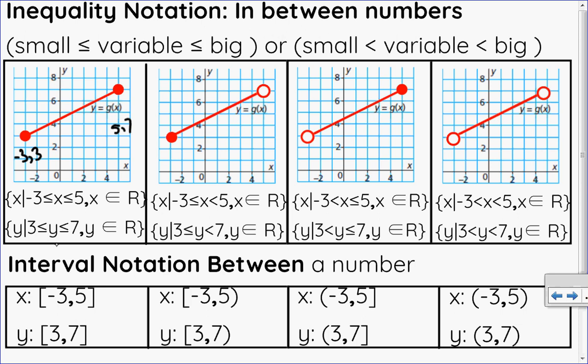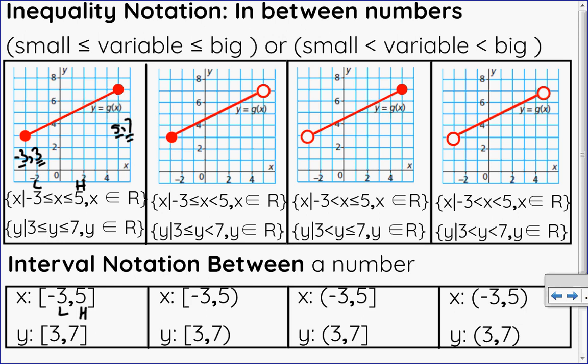So notice that my variables are in between the two numbers, the low number and the high number. So x is in between -3 and 5. Because the dots are closed, it's equal to. For your y values, 3 and 7, y is literally in between 3 and 7, equal to because they're closed brackets. The interval notation is low number, high number, closed brackets for each because they're colored in.